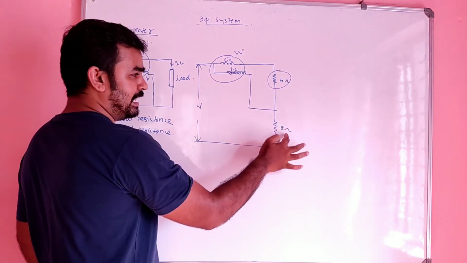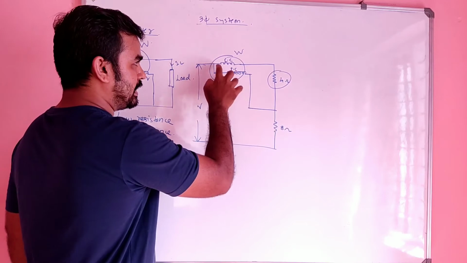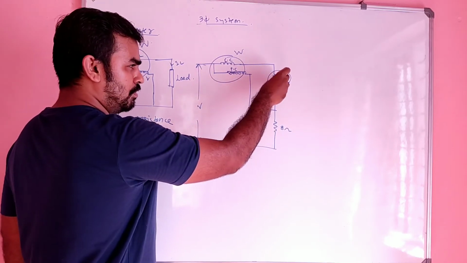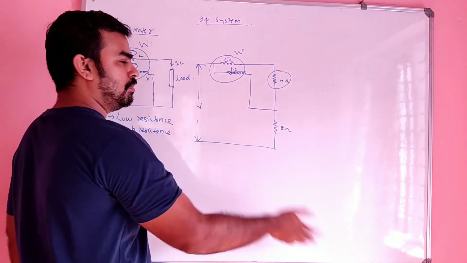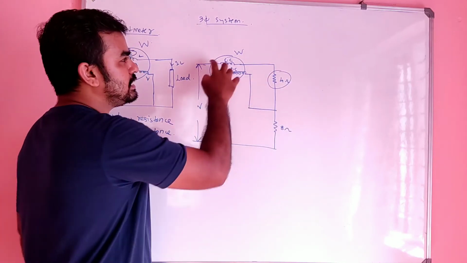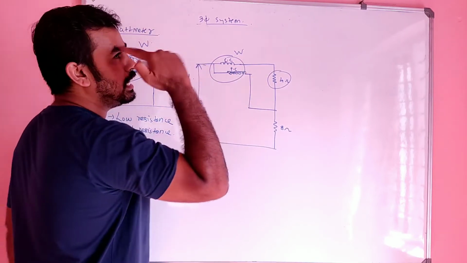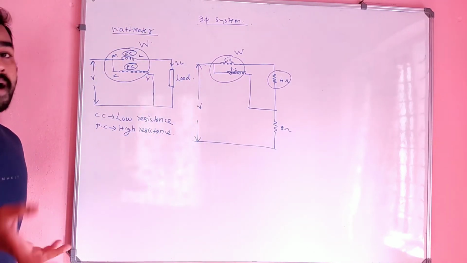Because this 4 ohm and 8 ohm are in series, of course the same current will be flowing in the current coil, whether it is 4 ohm, 8 ohm, 12 ohm, any ohm. The same amount of current flows here because it is series connected. So there is no need to think about that section, the current coil section.